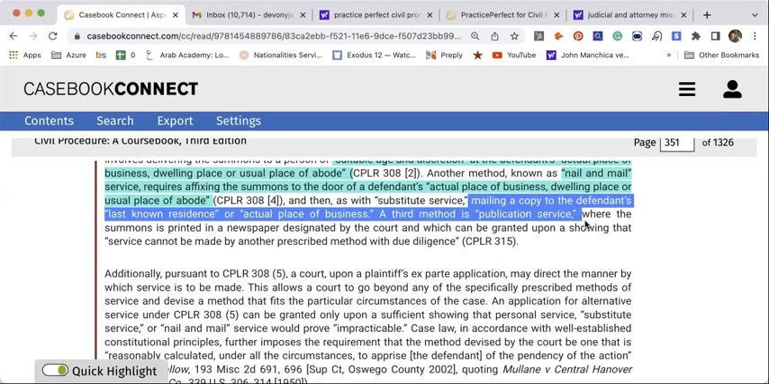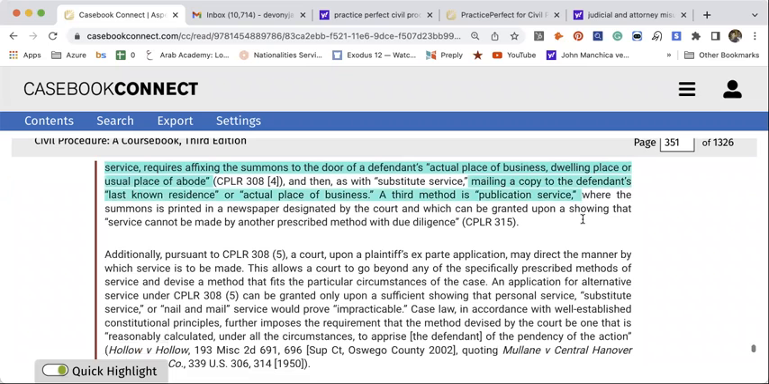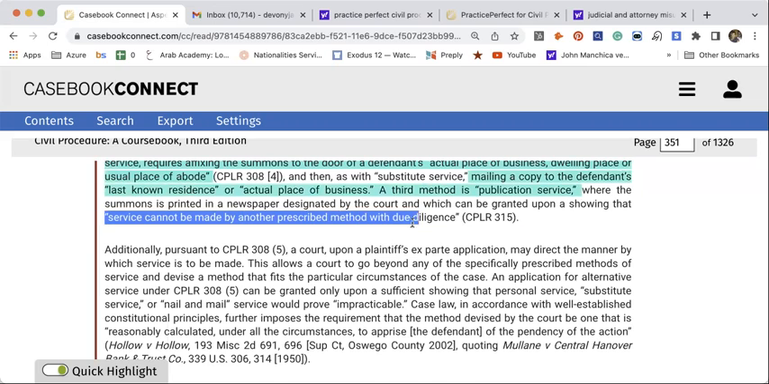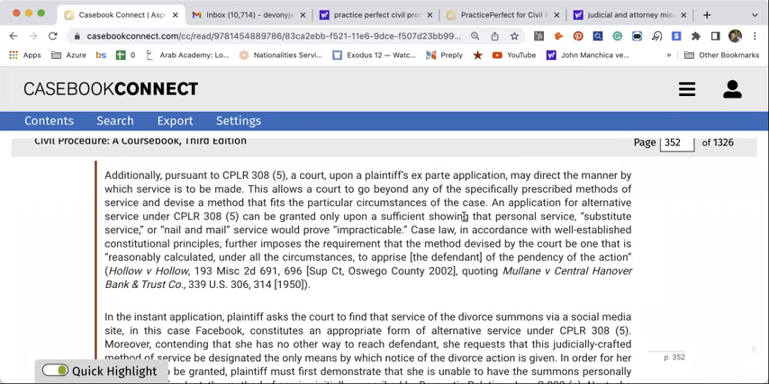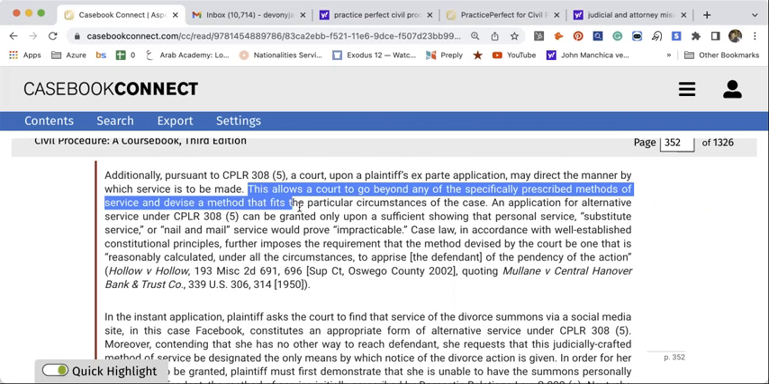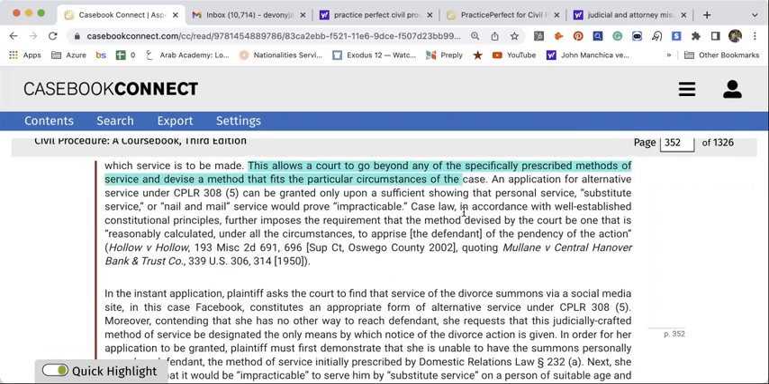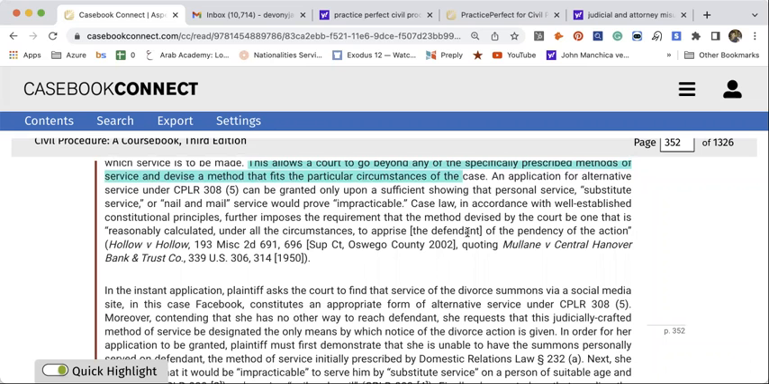A third method is publication service, where the summons is printed in a newspaper designated by the court, which can be granted upon a showing that service cannot be made by another prescribed method with due diligence. Additionally, pursuant to CPLR 308(5), a court, upon a plaintiff's ex parte application, may direct the manner by which service is made. This allows the court to go beyond any of the specifically prescribed methods of service and devise a method that fits the particular circumstances of the case. An application for alternative service under CPLR 308(5) can be granted only upon a sufficient showing that personal service, substitute service, or nail and mail service will prove impracticable.